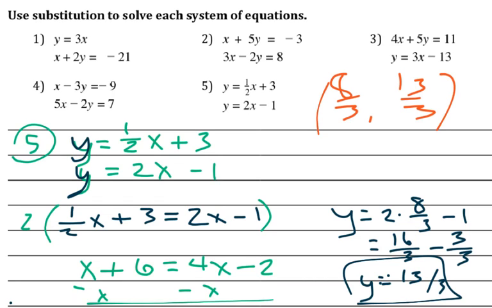Now that was crazy complicated. Type it into the calculator when you check it. 2 times 8/3 gives you 16/3. Minus 3/3 gives you 13/3.